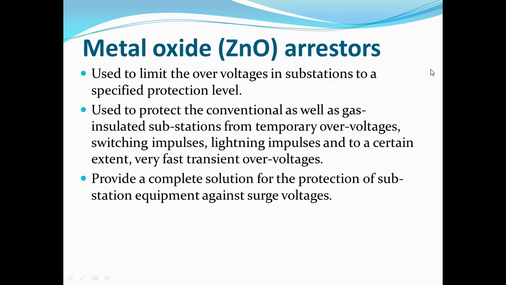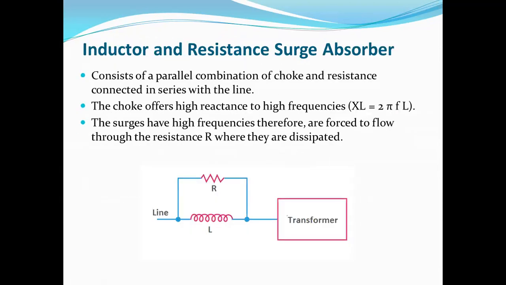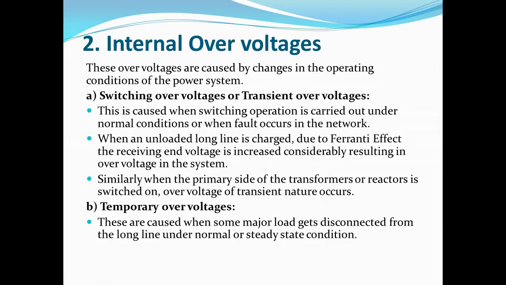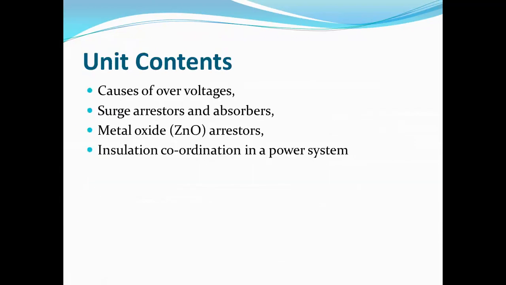In this last chapter, we covered the first 3 points, that is the causes of overvoltages, then surge arresters and absorbers, and today we have seen this metal oxide arresters, right? Then in tomorrow's lecture, we'll see insulation coordination in the power system. Okay, so for today, we'll stop here.